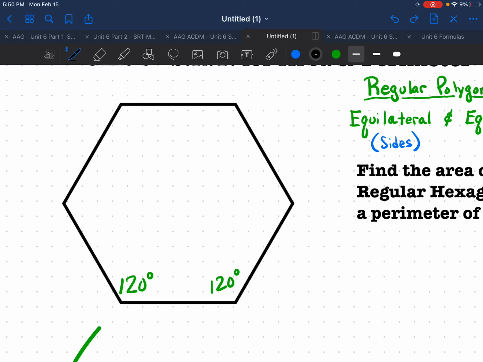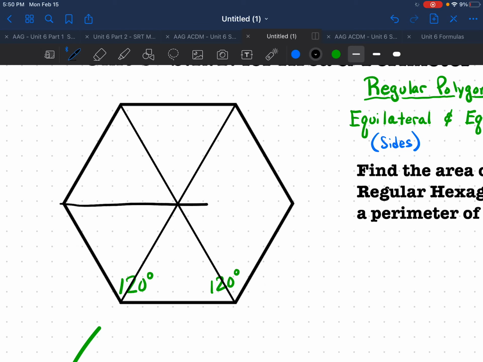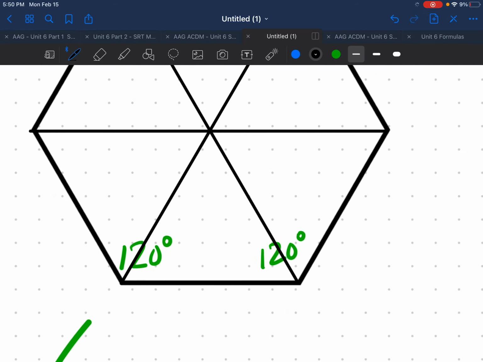We are going to draw our diagonals, okay? I'm just going to connect opposite vertices, opposite corners. Once I draw my 3 diagonals, you'll notice they meet in the center and they perfectly divide this regular hexagon into 6 equilateral triangles, okay? How do I know that they're equilateral?